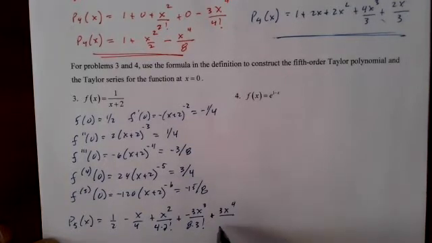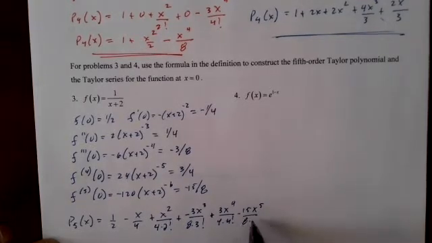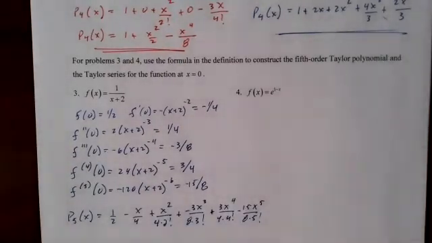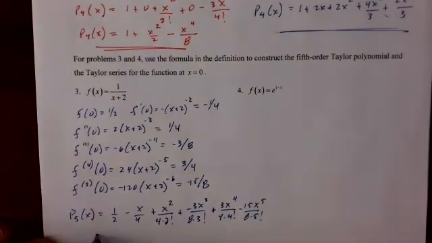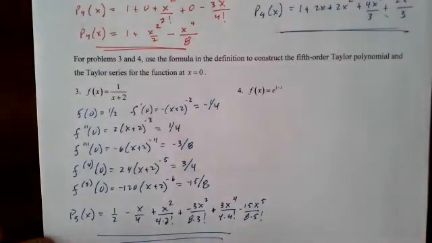3x to the fourth over 4 times 4 factorial minus 15x to the fifth over 8 times 5 factorial. Perfectly happy leaving it there. If you feel like it, interesting. You can actually keep going if you're looking for a pattern, because there's a pattern there.